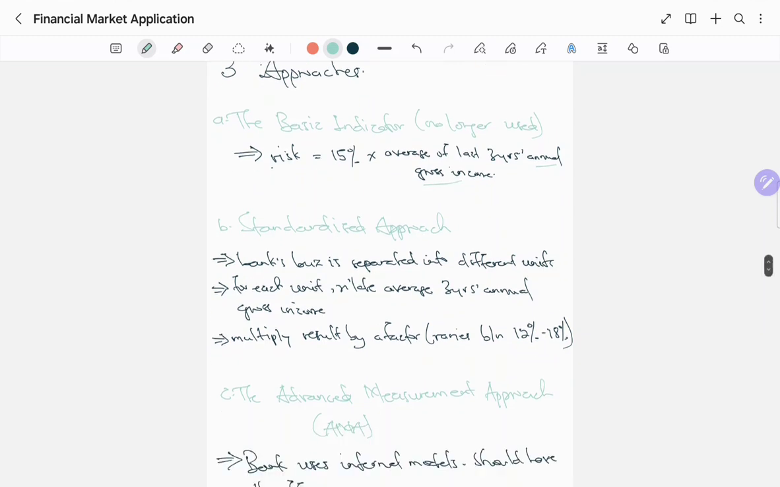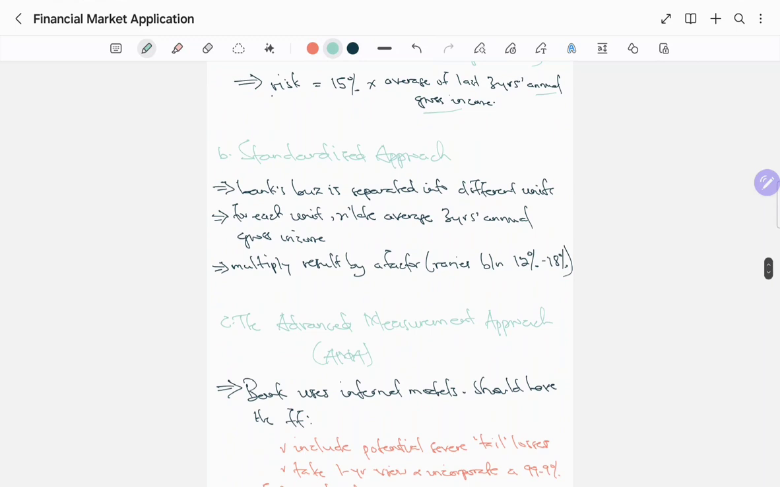Pretty simple. Then there's a standardized approach where you dissect the bank into various units, various departments. Then for each unit, you take the same 3 years annual gross income, right? And then you multiply this for each segment by a risk factor, which is between 12 to 18%.